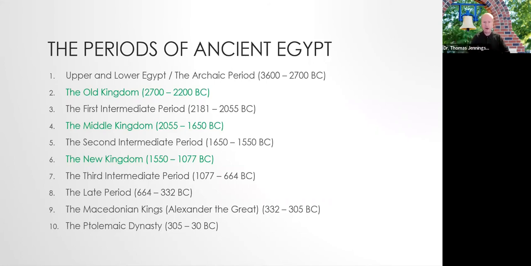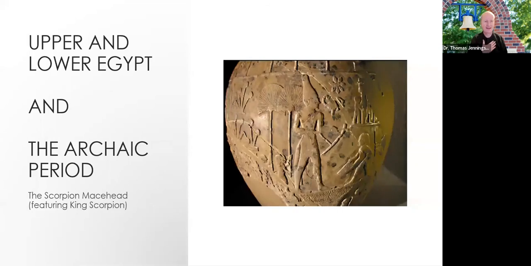So these periods, and I'll keep coming back to this chart just so it'll help you follow along. But I want to move on to what I think is the most exciting period in Egyptian history right now, Upper and Lower Egypt and the Archaic period. We know very little about this period, but this is where all the big archaeological discoveries are occurring right now.